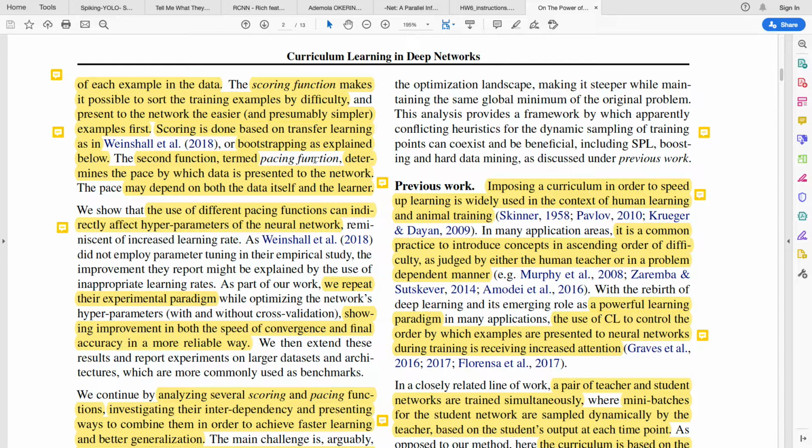Now the second function is the pacing function. It talks about how many training data you present to the network at once.